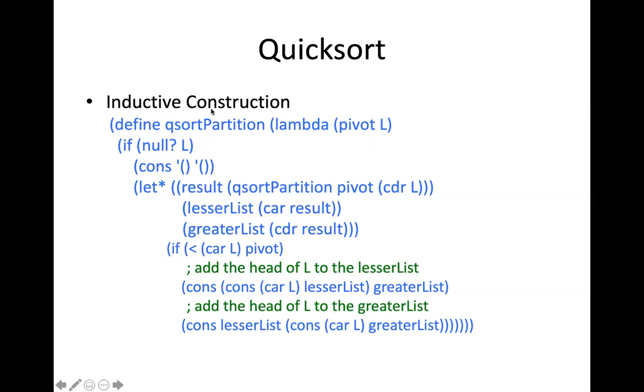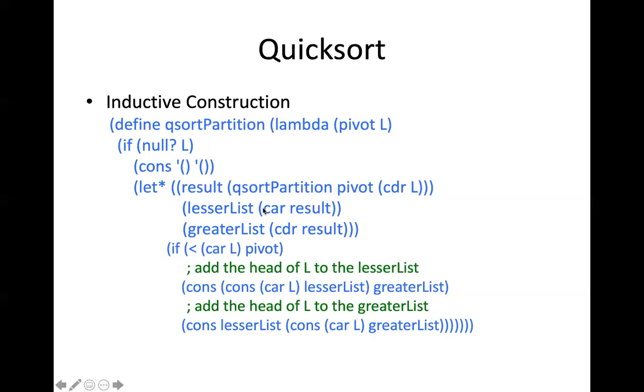So with the inductive construction, we start with what happens with a null list. And a null list is very easy. We return it. In fact, sorry, we don't return the null list. Instead, we return 2 empty lists denoting the lesser and the greater list. So that partitions, it's easy to partition an empty list. If it's not an empty list, then what we do is we partition the remainder of the list using the pivot.